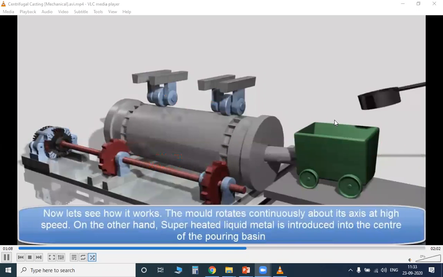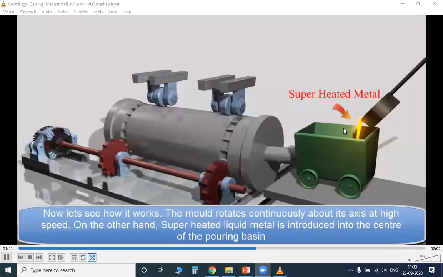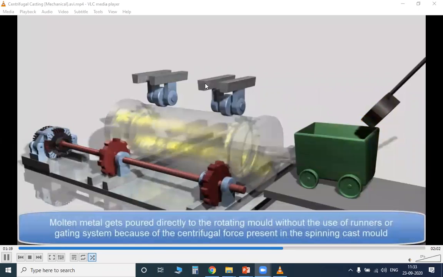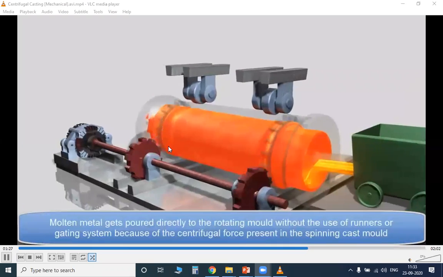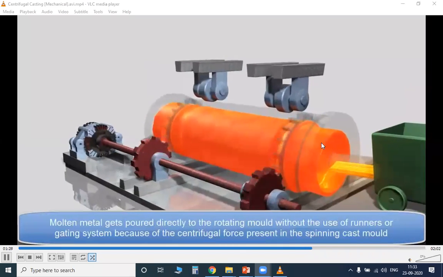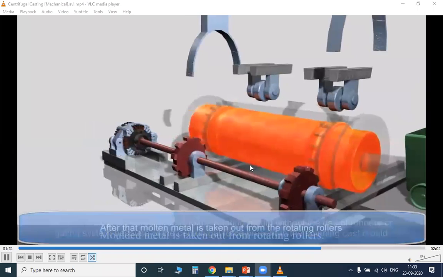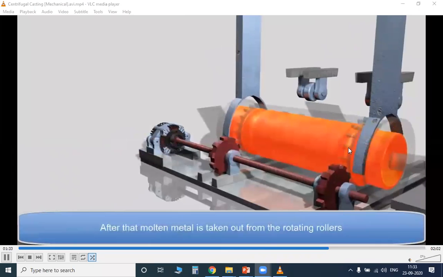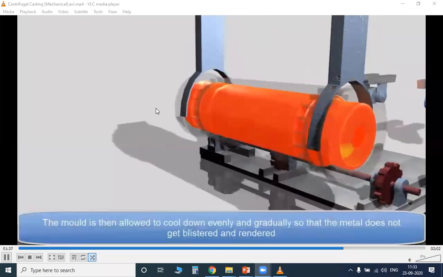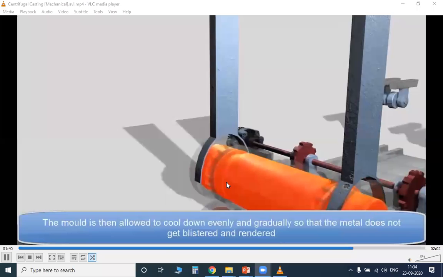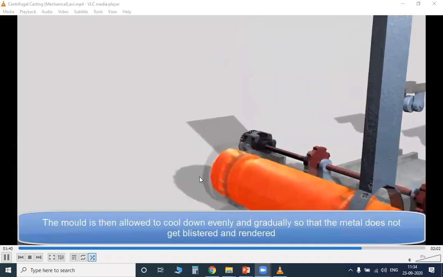The molten metal, which is very hot, is taken into the pouring basin and goes inside through the nozzle. One thing we have to observe here is that there are no gates and no runners. After some time, the mold is taken out from the rollers, and it remains like that until it is solidified.